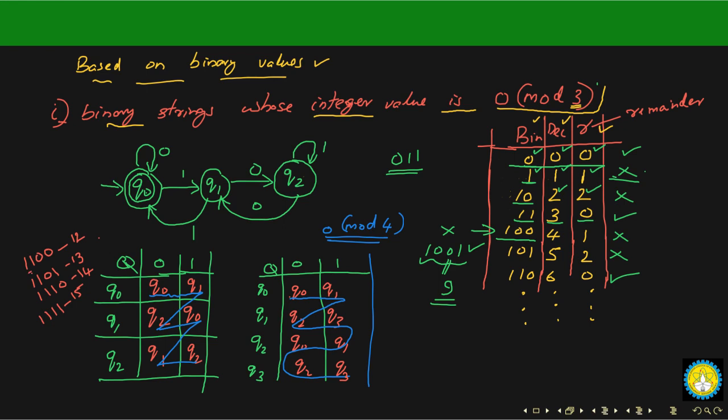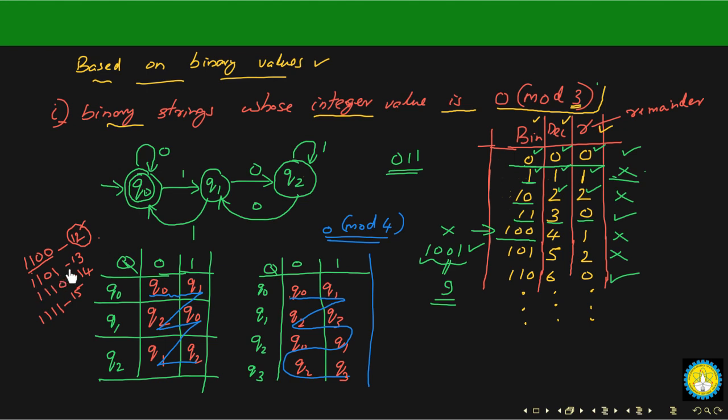So let's say our binary string is 1100. This refers to the decimal number 12, and we know that 12 is divisible by 3. That is, the remainder is going to be 0. So we expect that this binary string will terminate at Q0. Let's check what is happening. When you are encountering 1100, from Q0 you go to Q1, 1, again 1, coming back to Q0, again 0. So you are at Q0, and that means your remainder is 0.